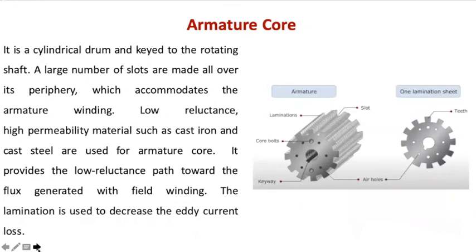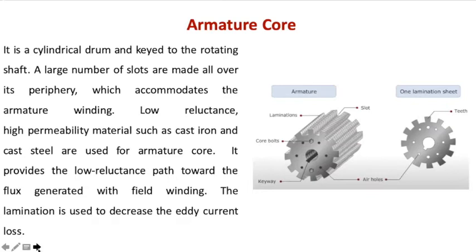Then comes the rotor part. The first part is the armature core. It is a cylindrical drum and keyed to the rotating shaft, because the armature has to be placed properly on the shaft. Because it has to face the centrifugal force, it has to be tightly packed. A large number of slots are made all over its periphery, which accommodates the armature winding.